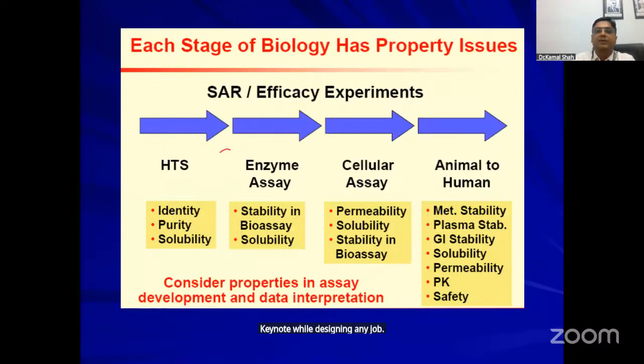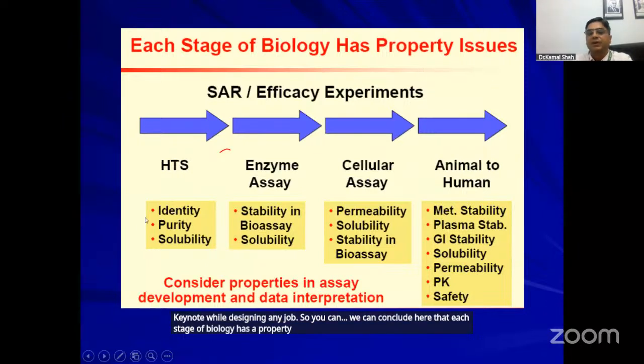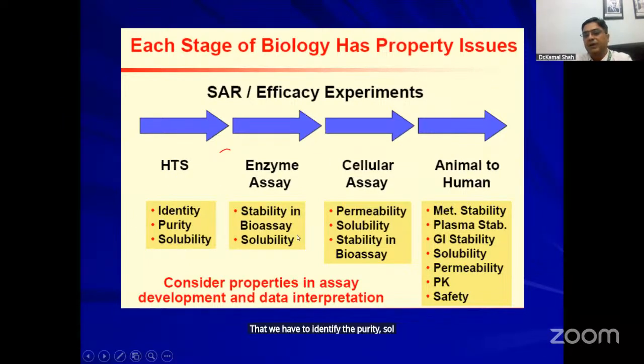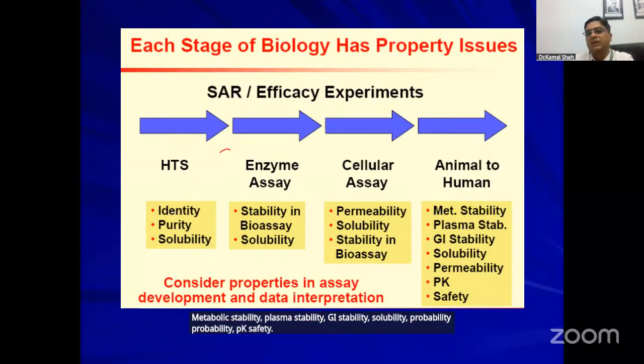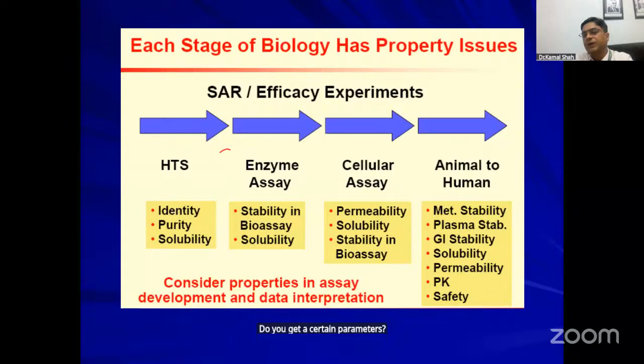So we can conclude here that each stage of biology has a properties issue, that we have to identify: the purity, solubility, then we have to see the stability, then the permeability. When we are going to take it to human beings, then also we have to see the metabolic stability, plasma stability, GI stability, solubility, permeability, PK, safety. These are certain parameters which we have to consider while designing any drugs.